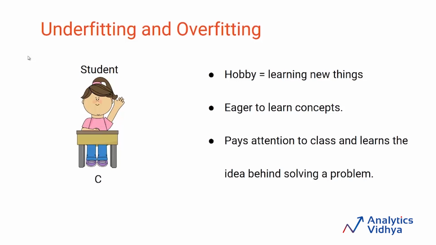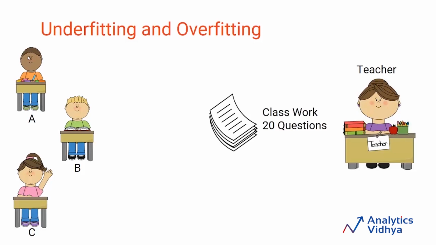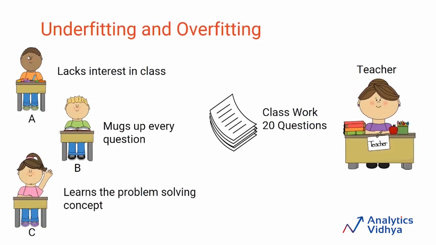Now we have these three students, all of them having different personalities and interests, and our teacher. The teacher is using a set of 20 questions in the class, and that's what we call the classwork, right? Now we know the characteristics of these three students, and we know how they would respond when the teacher is teaching. Student A would pay no attention in the class. Student B is trying to memorize the questions and their answers, while student C is actually paying attention to the concept being taught in the class.